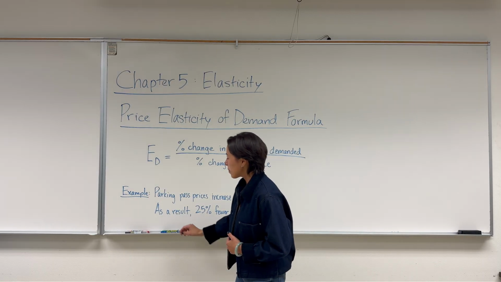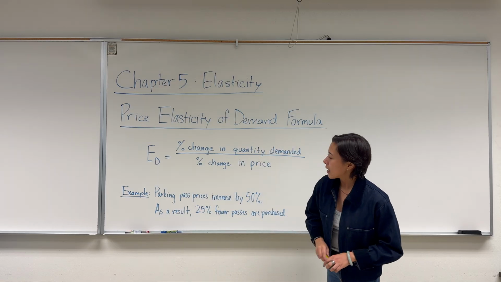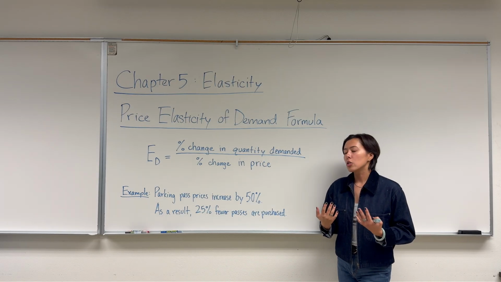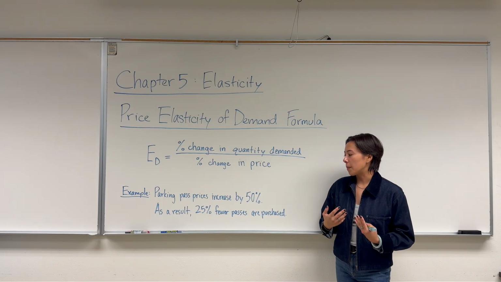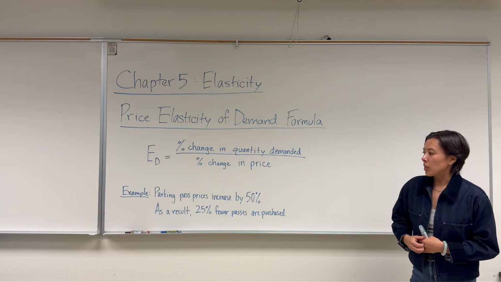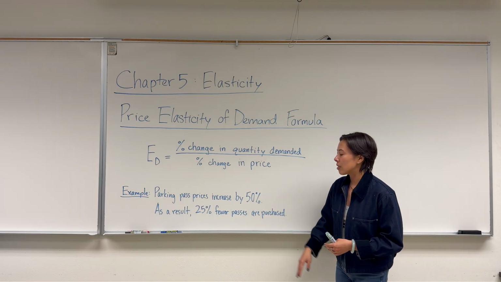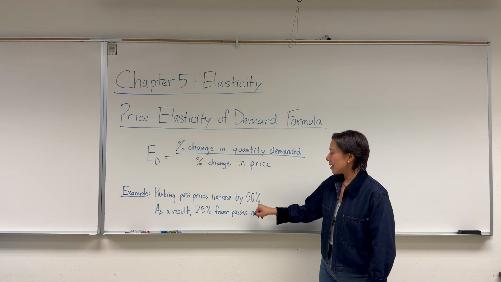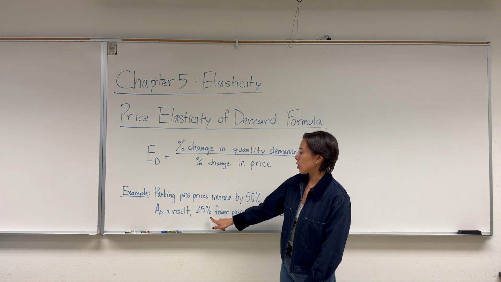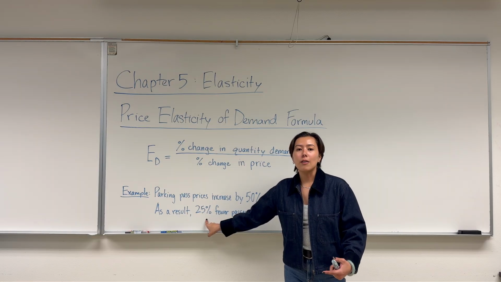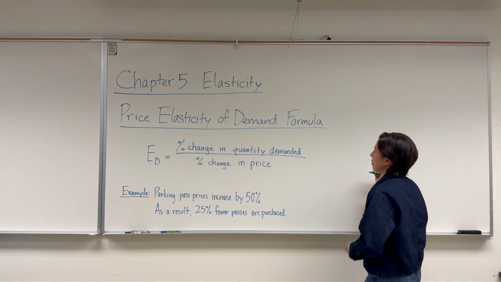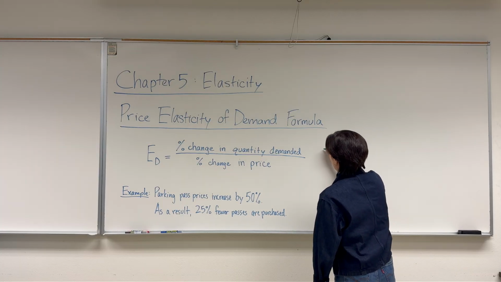So this problem says university parking pass prices increased by 50%, and as a result, 25% fewer parking passes are purchased. So when we read this word problem, we have to decide and sort this information. So our change in price is a 50% increase, and our change in quantity demanded is a 25% decrease. So all we're going to do is plug this information into our formula.